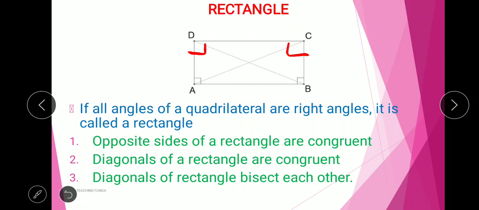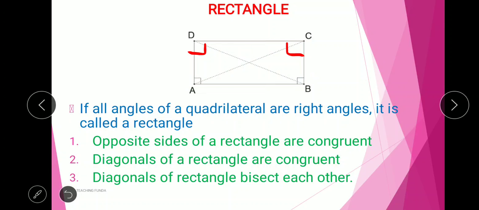Third property is diagonals of a rectangle bisect each other. Now here you can see these are the diagonals of the rectangle. They bisect each other, means these diagonals are divided into two parts. Bisect means to divide into two equal parts. So diagonals of a rectangle bisect each other.